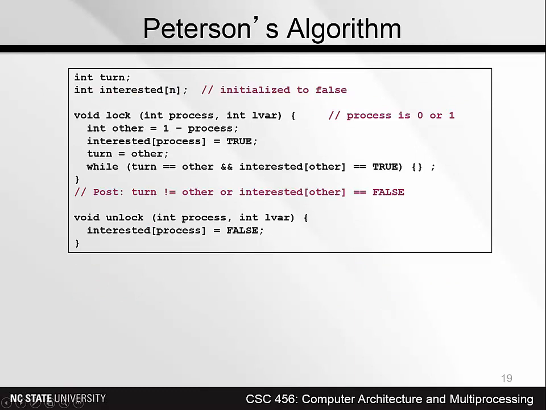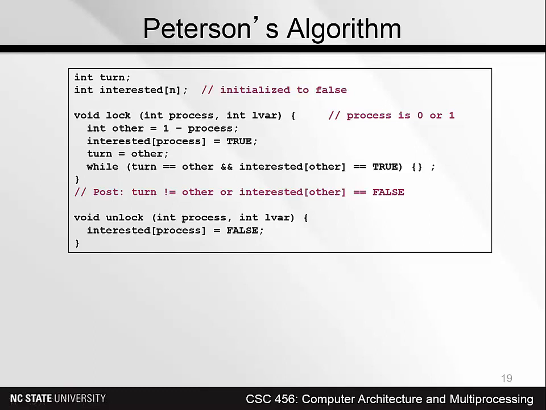Peterson's algorithm, first published in 1981, is a software-based algorithm that successfully implements mutual exclusion. It uses two shared variables, a variable turn that keeps track of which processor's turn it is to enter the critical section, and an array called interested that records which of the processes is currently trying to enter. In order to acquire the lock, the process sets its interested variable to true and then sets turn so that it is the other processor's turn. That is, the other processor's turn to enter the critical section.